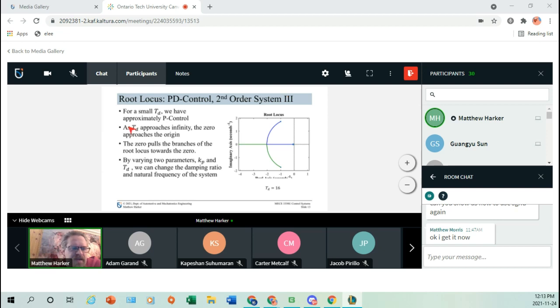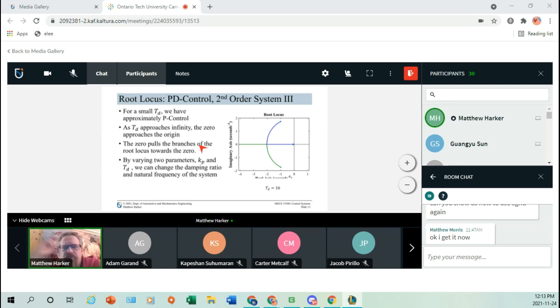And then as we set TD longer and longer, that zero gets closer and closer to the origin, right? And really that's what I said, that addressing that zero is going to pull the locus along that negative real axis. Great. So the moral of this story is now we have 2 degrees of freedom for our controller.